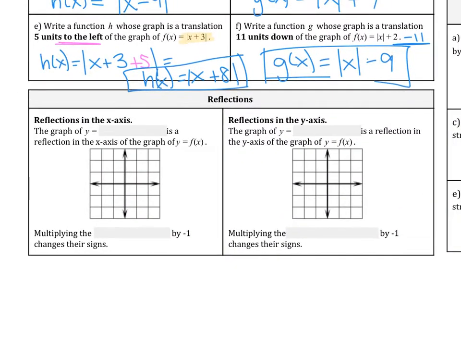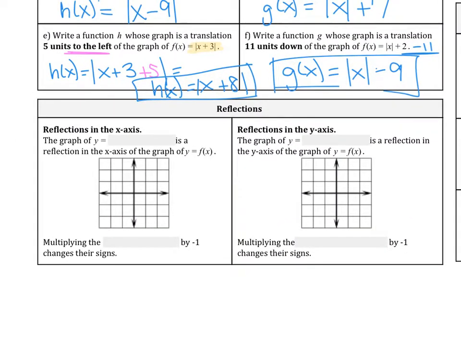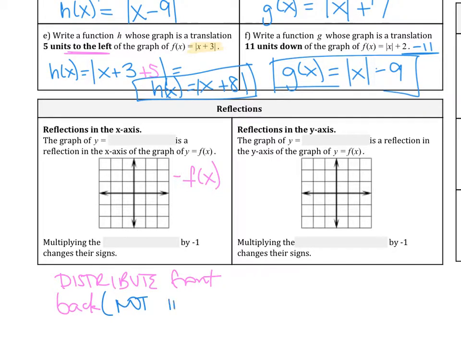Let's take a look at reflections. Reflections in the x-axis means you're going to multiply a negative to the front of the entire function. The thing you need to remember with this one is that you have to distribute to the front and the back, and not to the inside.